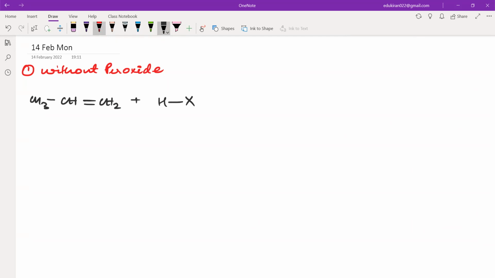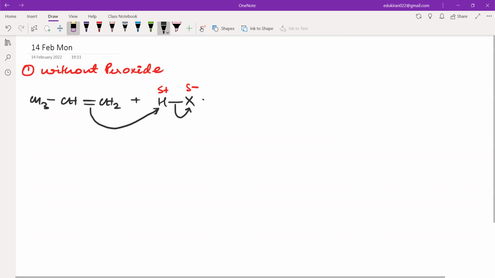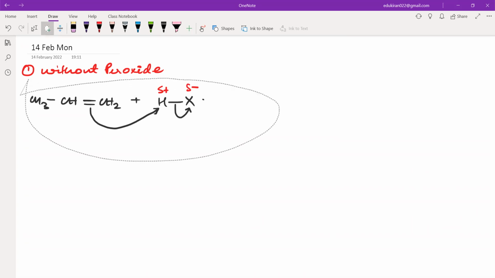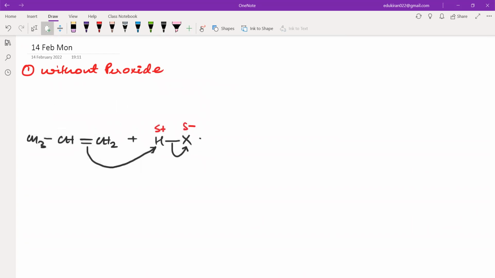Now, in the HX, hydrogen is delta positive because it's less electronegative. X is delta negative because it is more electronegative. And then we have electron density in the pi bond. So electrons are more in the pi bond. So it will act as an electron source and give its electrons to the hydrogen. And hydrogen, since it cannot make two bonds, will break the bond with halogen and give the electrons of the bond to the halogen. Now here we can have two different possibilities. The hydrogen is attacked by the pi bond. Now the pi bond is shared between these two carbon atoms, but only one of them will be able to get the hydrogen.